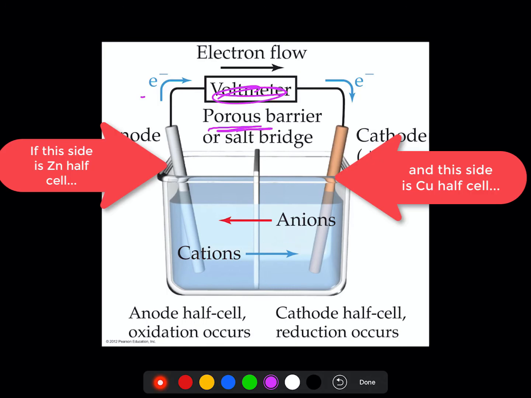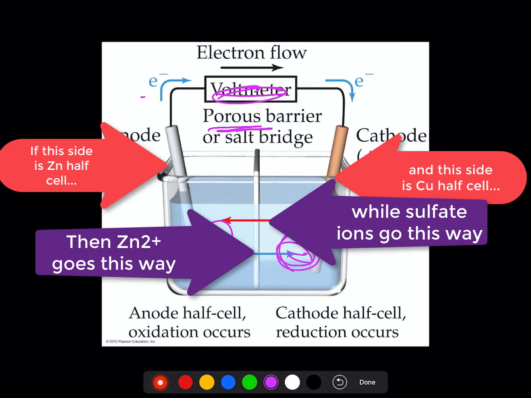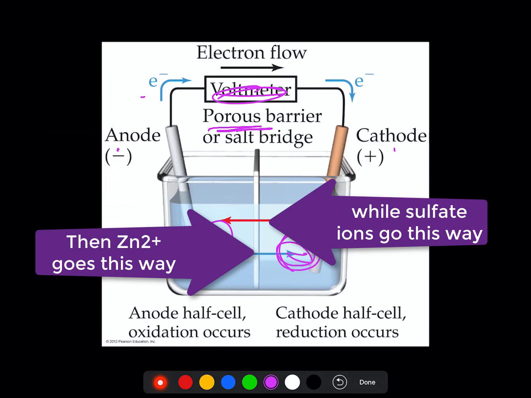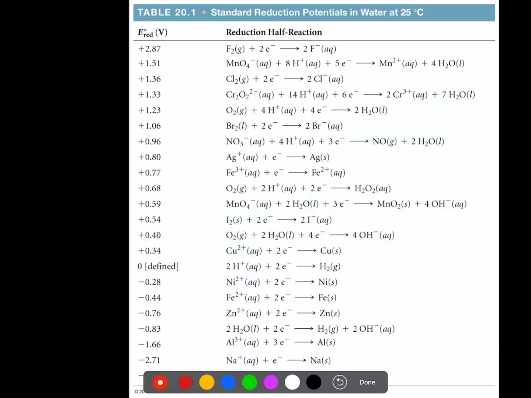Ions can go through, but water cannot, which means that here we already have a solution of ions. So as we produce cations on one side and consume cations on the other, then we can get the migration of the necessary ions through the porous barrier. Makes sense? Here we have table 20.1 with our standard reduction potentials.